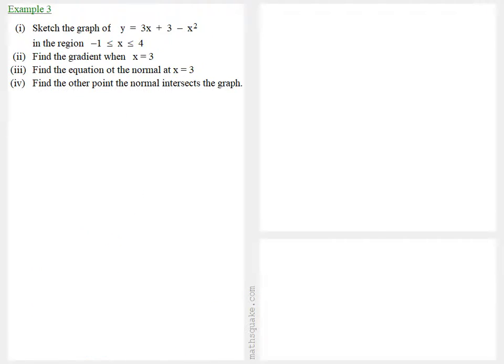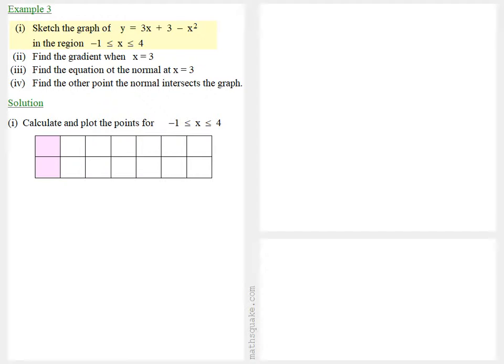In example 3, we're asked to sketch the graph of y equals 3x plus 3 minus x squared for values of x lying between minus 1 and 4. Well, to sketch the graph, we really need to draw out a table. So choosing values of x between minus 1 and 4, we've got the values of y are minus 1, 3, 5, 5, 3, minus 1.